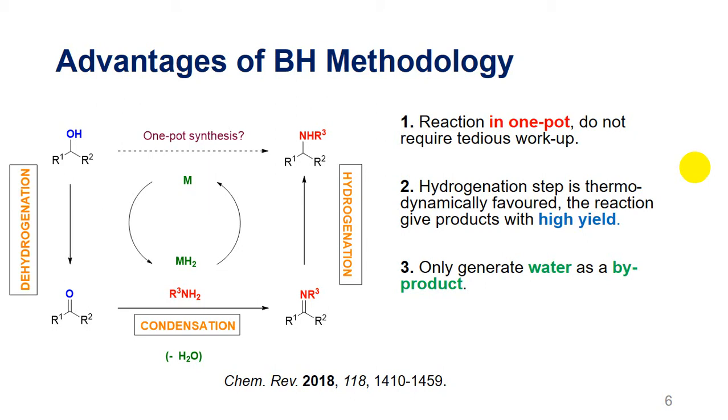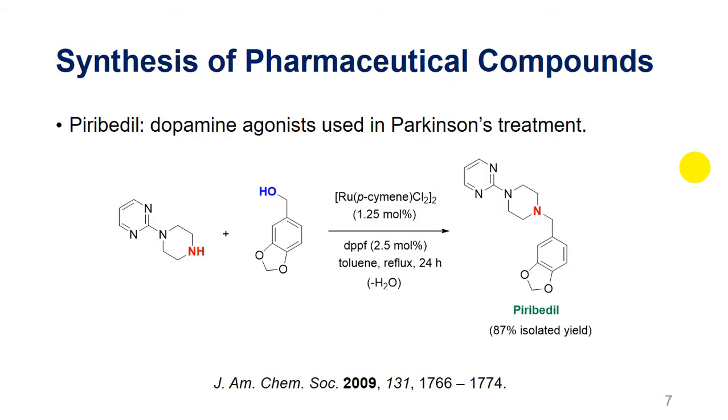So far, we have discussed many aspects of borrowing hydrogen methodology and understood its advantages. At this moment, we will see the applications of this strategy in synthesizing pharmaceutical drugs. For example, piribedil, which is an anti-Parkinson drug, can be synthesized from the piperazine derivatives and the piperonyl alcohol, which are both commercially available. By using the borrowing hydrogen methodology, the target product can be synthesized in only one step with 87% isolated yield.